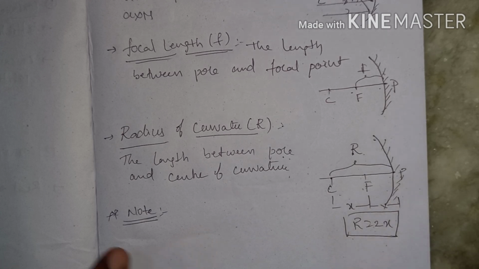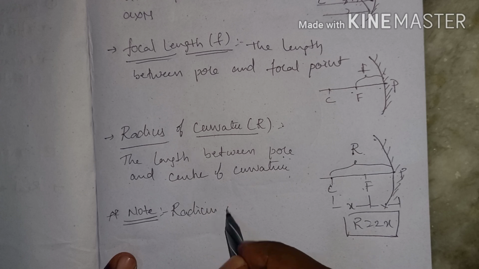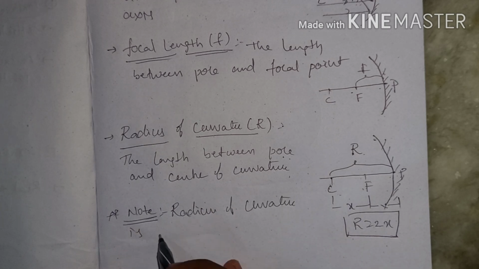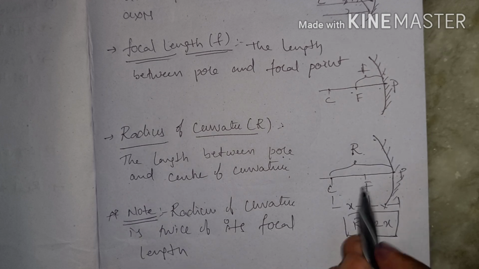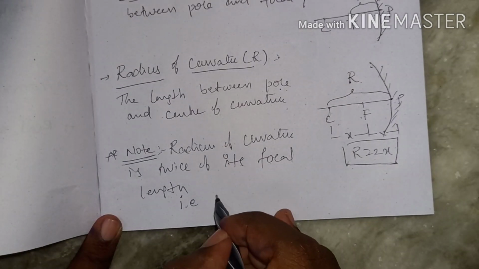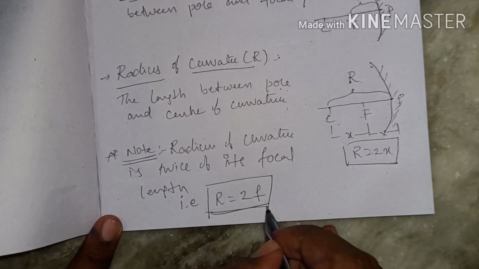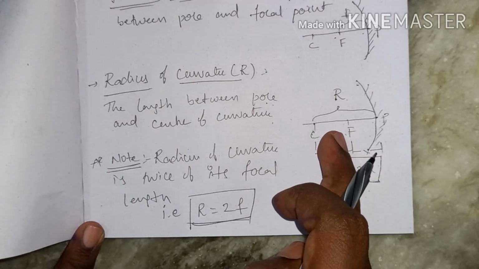Okay. Now the radius of curvature is twice its focal length. That is, R is equal to 2f. It is a very important one. So experimentally, the radius of curvature is twice its focal length.